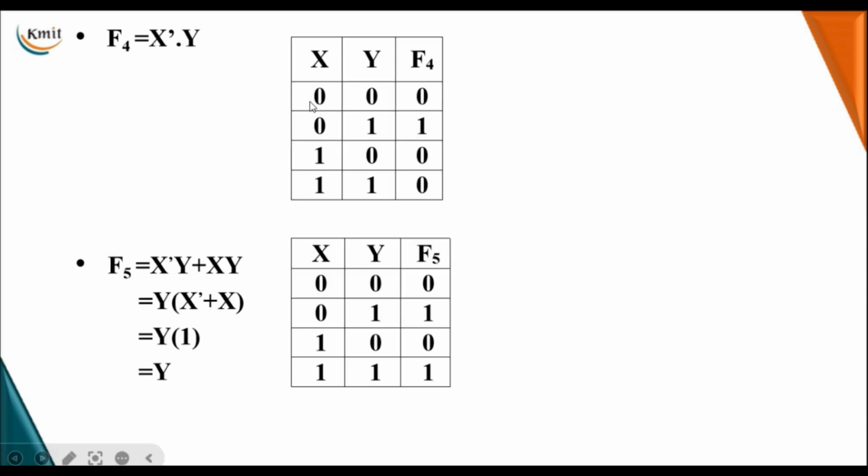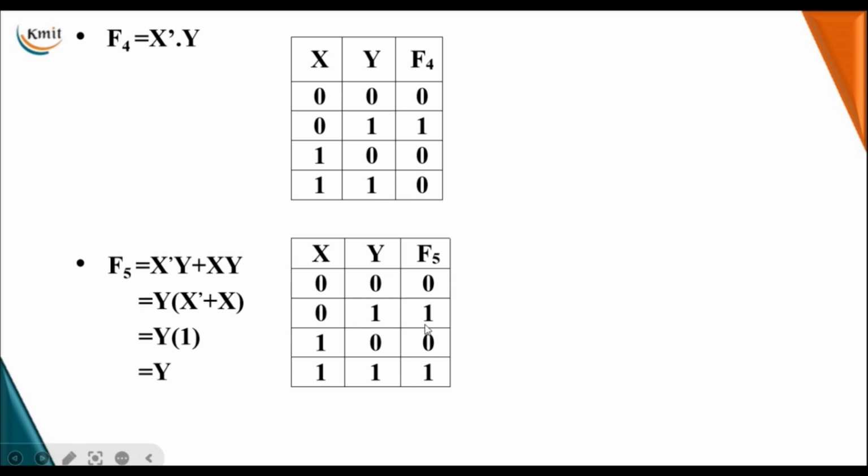Next, F4 has a functional value of 1 only for the combination where x is 0 and y is 1. If I take that as an AND operation, it gives the product of the complement of the first variable and the second variable.